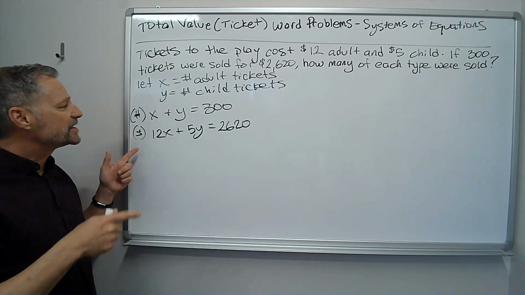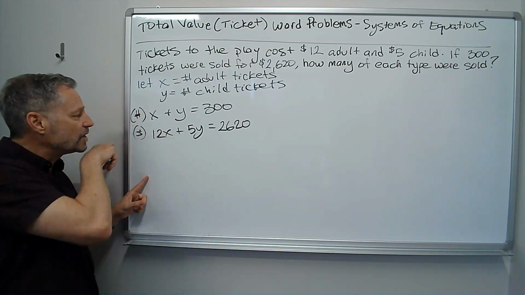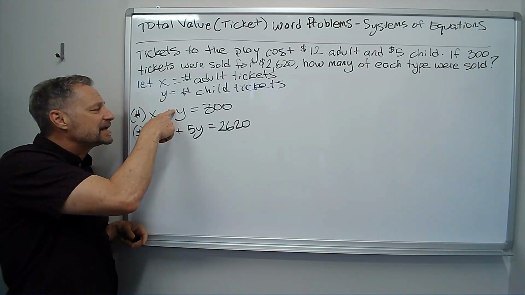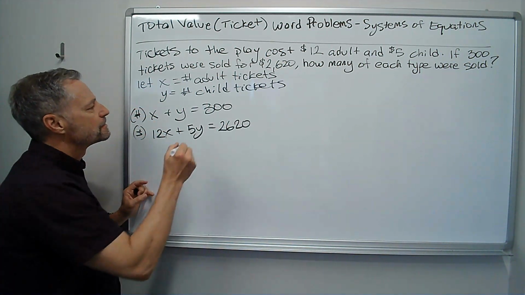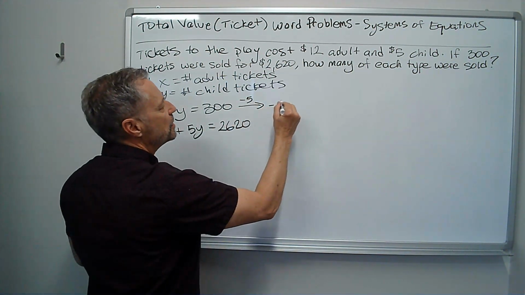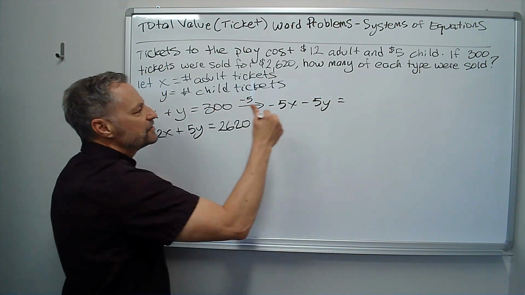Now, the easy way to solve these, I'm just going to multiply both sides by negative 12 up here to get a negative 12x. Oh, even easier. We'll multiply by negative 5, because now I get a negative 5y to add to the 5y. Those are going to eliminate or cancel. So let's multiply both sides of the equation here by negative 5. I'll get negative 5x minus 5y equals negative 1,500.